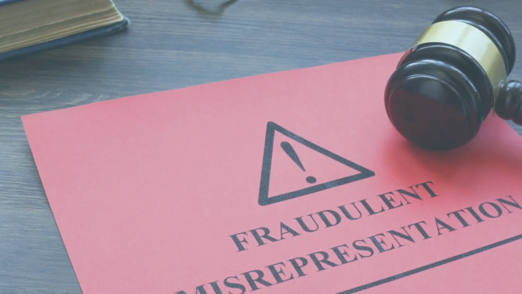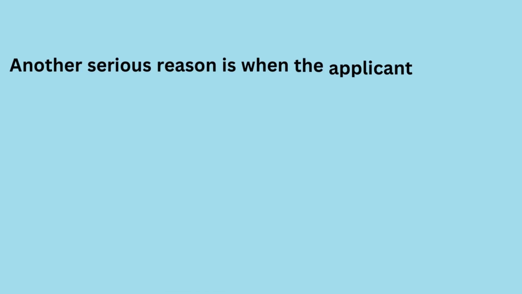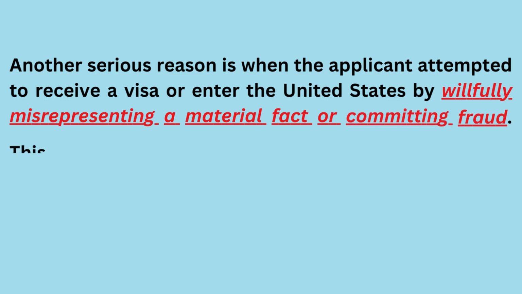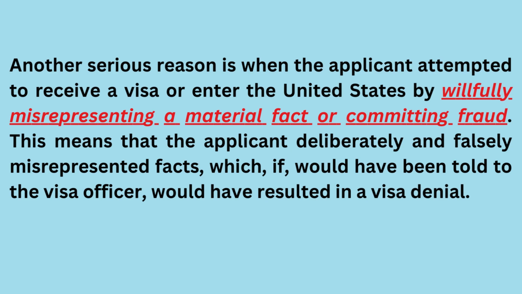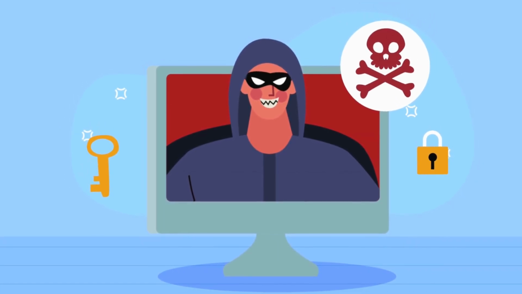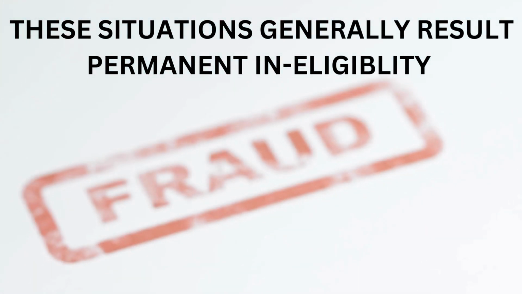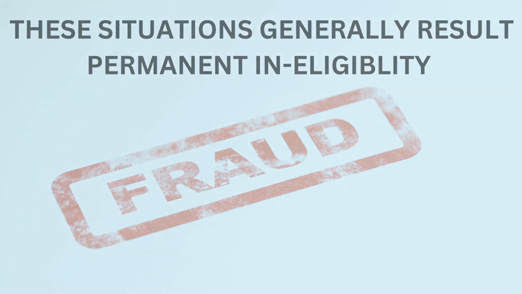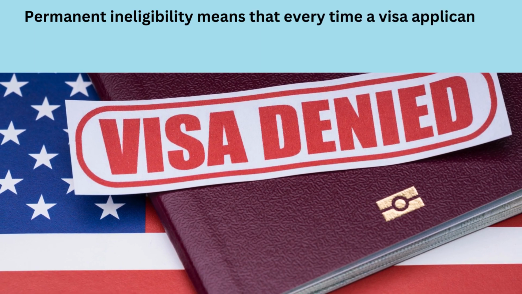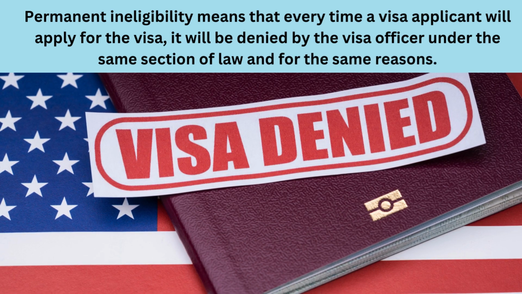Another serious reason is when the applicant attempts to receive a visa or enter the United States by willfully misrepresenting a material fact or committing fraud. This means that the applicant deliberately and falsely misrepresented facts, which, if they would have been known to the visa officer, would have resulted in a visa denial. Then in these cases, the applicant may be permanently ineligible for a visa. Permanent ineligibility means that every time a visa applicant applies for a visa, it will be denied by the visa officer under the same section of law and for the same reasons.